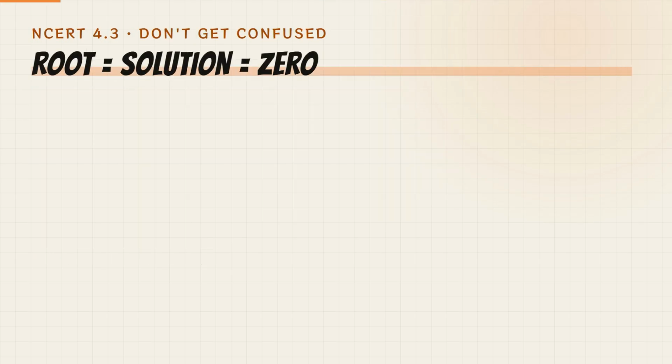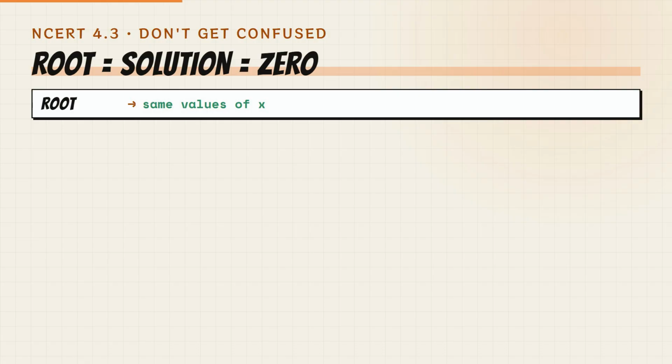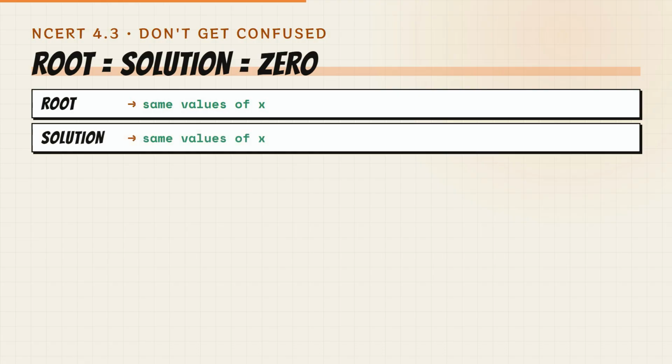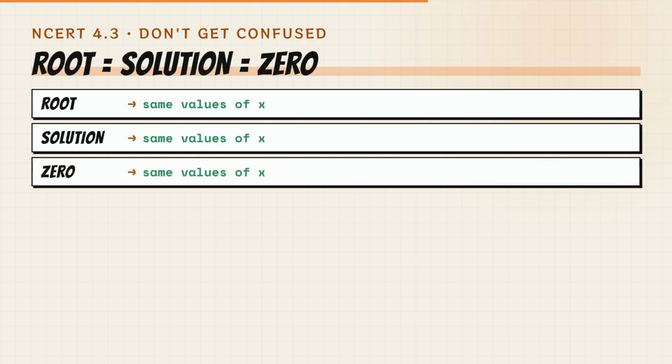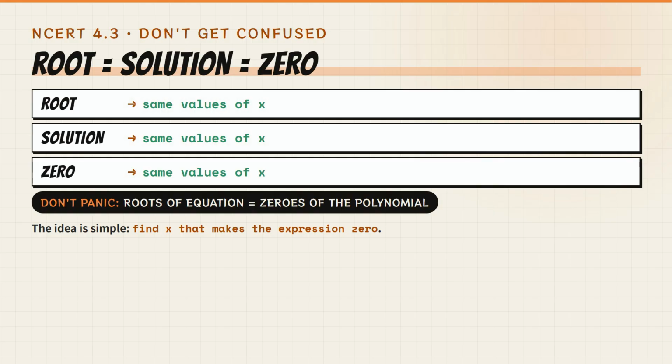So minus 5 is the root. You may also hear the words solution and zero. Don't let the different names confuse you. For the corresponding polynomial and equation, these are the same values of x. In this chapter, roots of the equation are the same as the zeros of the corresponding polynomial. The important idea is simply to find the value of x that makes the expression 0.